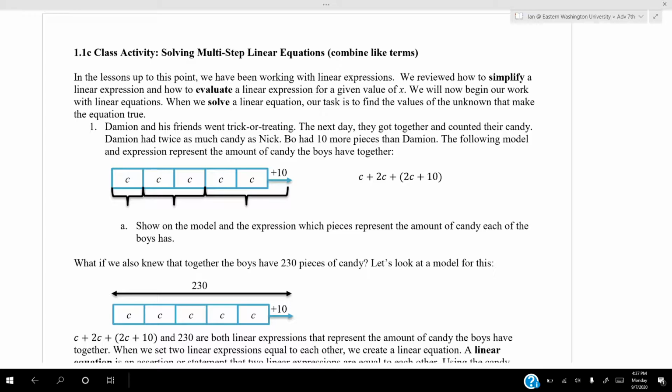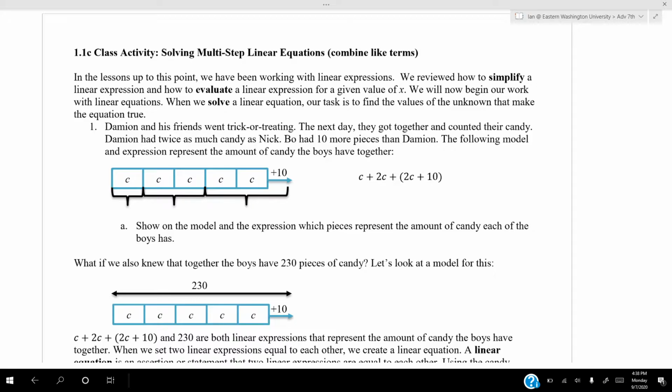So, in the lessons up to this point, we've been working with expressions. We've reviewed how to simplify a linear expression and how to evaluate a linear expression for a given value of x. So now we're going to begin to solve linear equations. Our task is to find the values of the unknown that make it true.